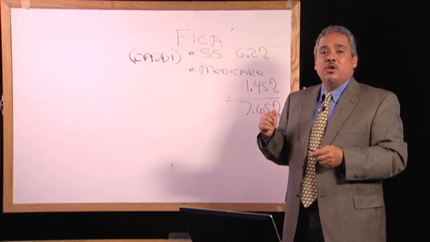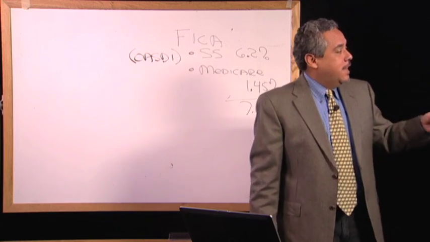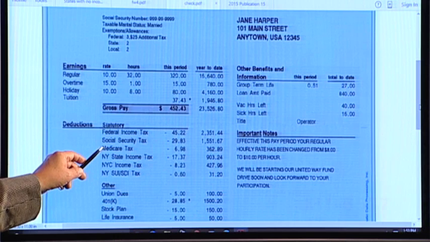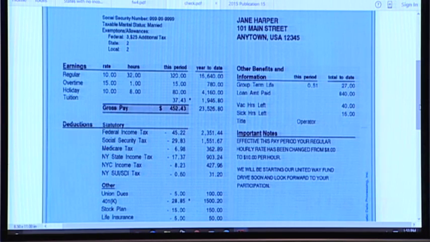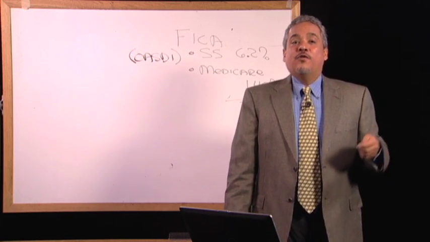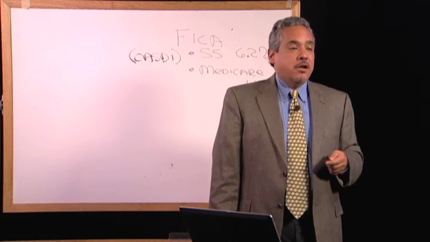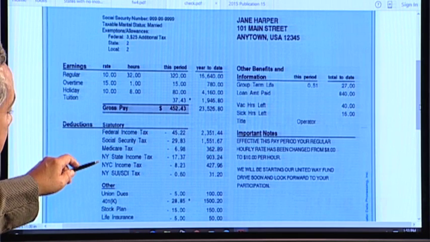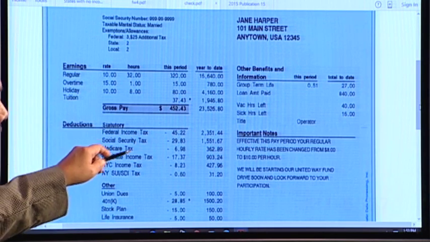We don't understand where this money is going to. So 6.2 and 1.45, that is our Social Security and our Medicare. So that's what those stand for. And sometimes you see it on your paycheck as FICA. FICA stands for Federal Insurance Contributions Act. Now here, as we go through the other deductions, here you have a New York state income tax.